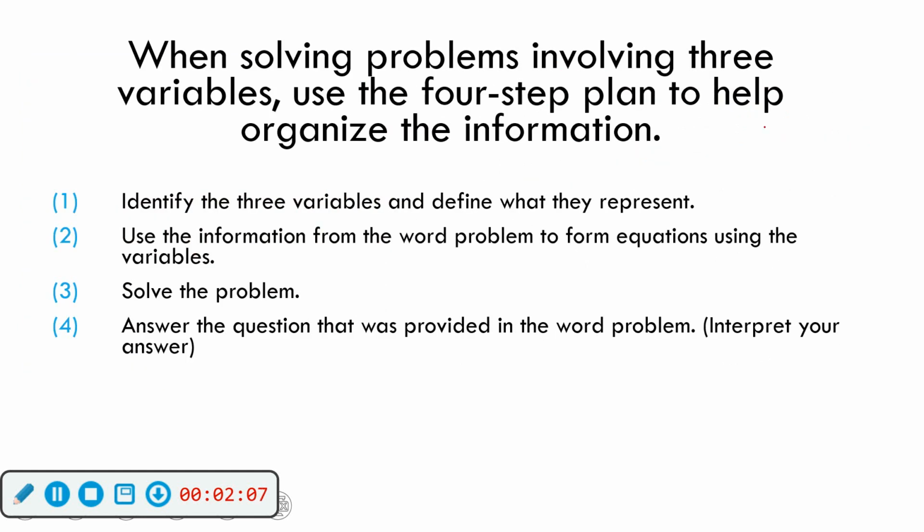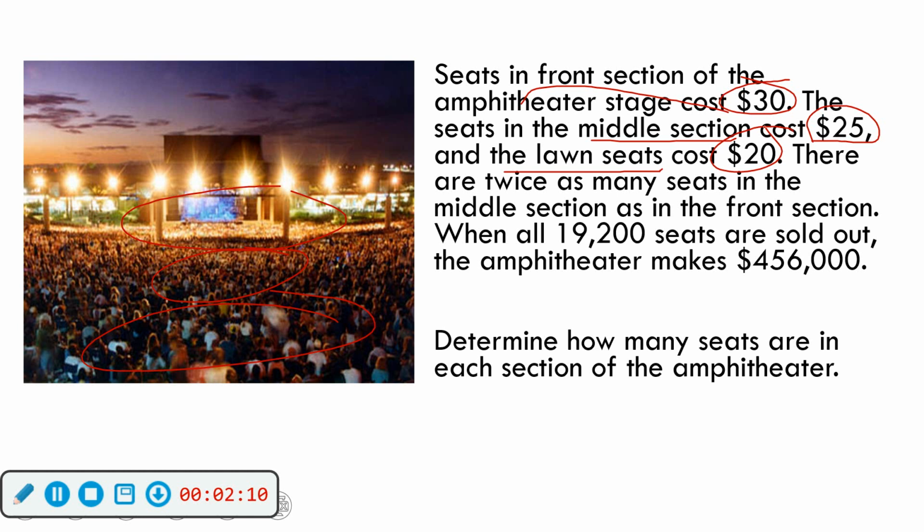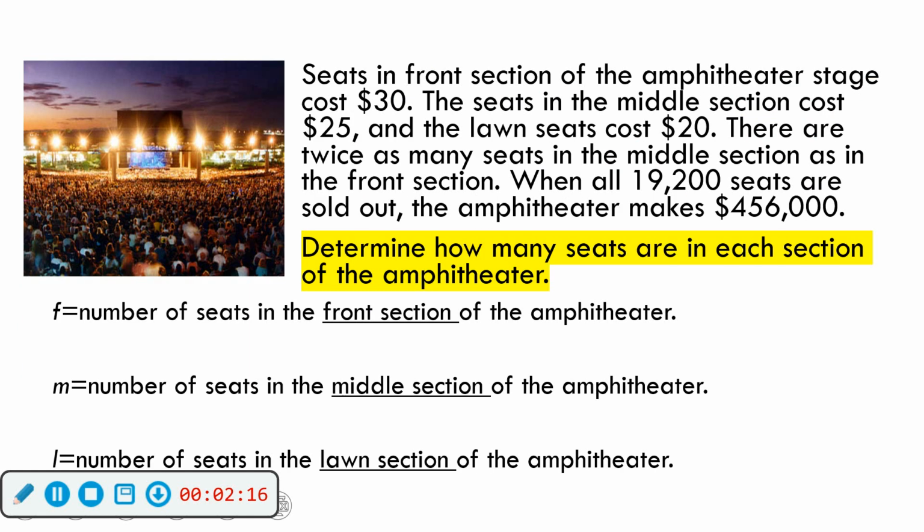So we're going to start with how to define the variables. I see there are different types of seats: front, middle, and lawn. Let's do the obvious. F equals the number of front section amphitheater seats. M equals the number of seats in the middle section of the amphitheater, and L equals the number of seats in the lawn section of the amphitheater. At any point, if you need to press pause on this video, please feel free to do so. When you define this, what is not acceptable is F equals front seats, or M equals middle section, or L equals lawn. You want to be specific.